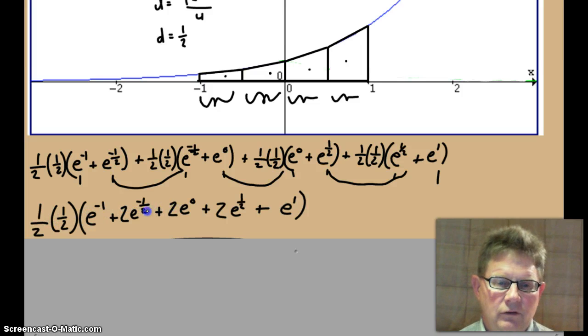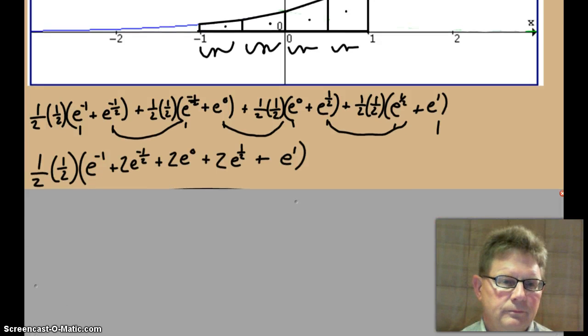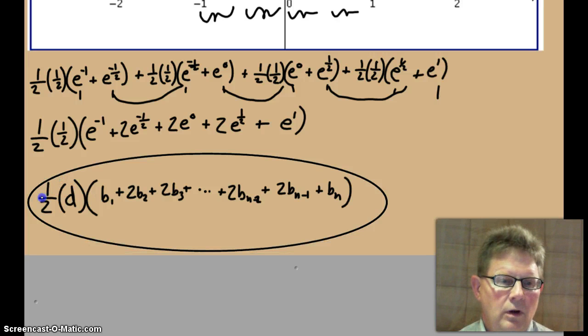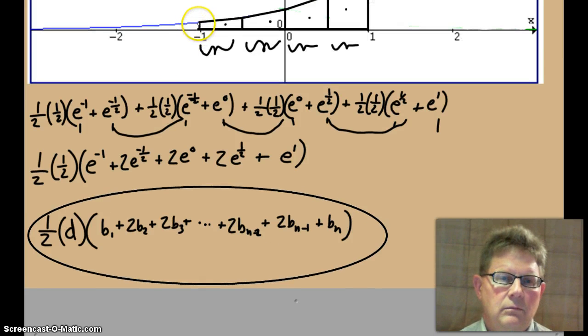When the subintervals are all equal, the middle bases are duplicated, so they're each times twice, and the bases on the end, there's only one of those. So the formula is right here. 1/2 D, first base plus 2 times second base plus 2 times third base all the way up to the last base. And these bases are f of x's. Each one of those is an f of x.